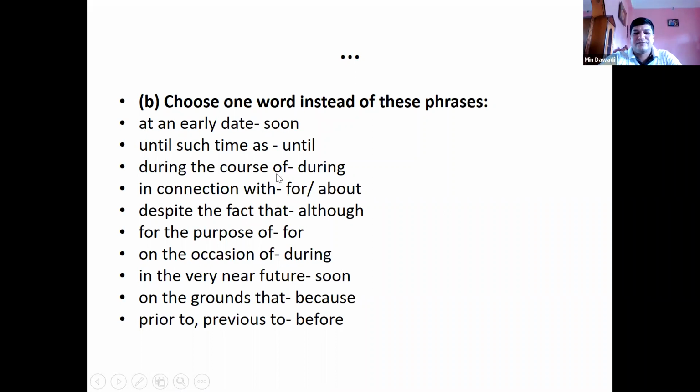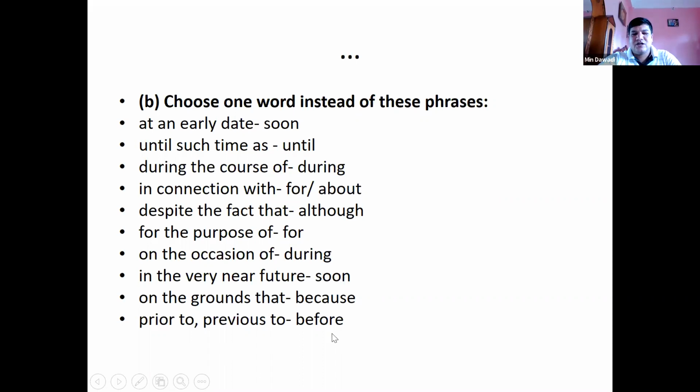During the course of. During. In connection with. For or about. Despite the fact that. Although, single word. For the purpose of, simply say for. On the occasion of, just say during. In the very near future, just say soon. On the ground that, just say because.